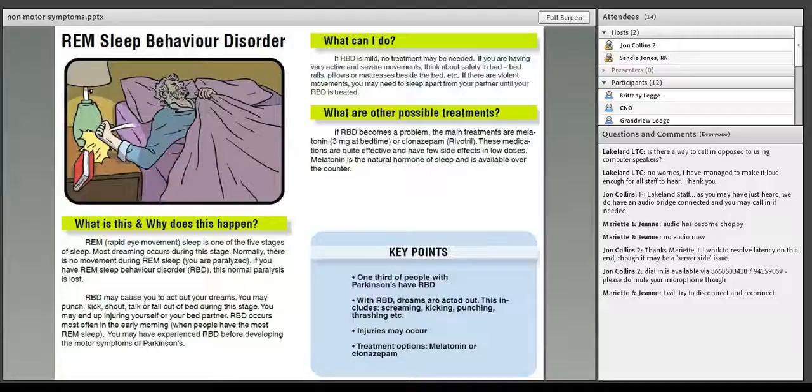I'm bringing it to your attention simply because it's often unreported. Unreported because people with Parkinson's and their care partners are embarrassed to tell their doctors that this is going on, because it looks like an assault. It looks like harassment. It looks like abuse. It is not.